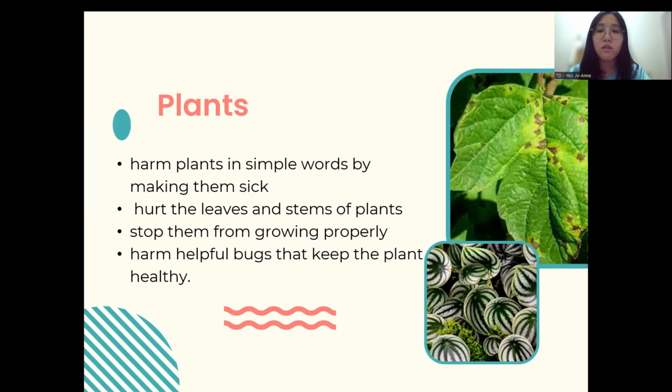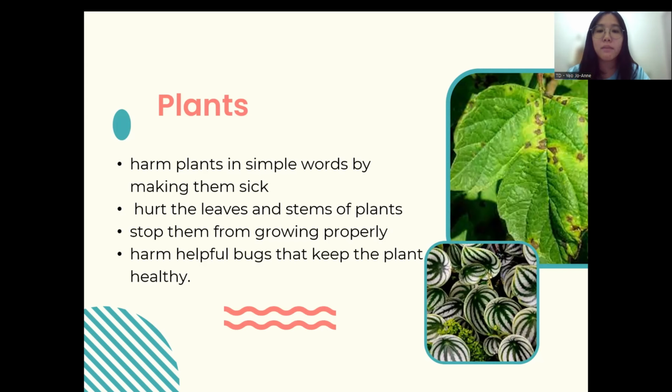When pesticides are used to protect plants from harmful bugs, they can sometimes make the plants sick themselves. Pesticides can hurt the leaves and stems of plants, stop them from growing properly, and even harm helpful bugs that keep the plants healthy. So, we need to be careful when using pesticides to ensure that the plants stay healthy.